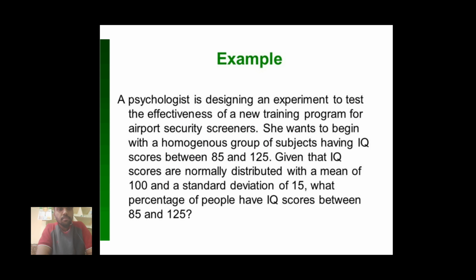Example: a psychologist is designing an experiment to test the effectiveness of a new training program for airport security screeners. She wanted to begin with a homogeneous group of subjects having IQ scores between 85 and 125. Given that IQ scores are normally distributed with a mean of 100 and a standard deviation of 15, what percentage of people have IQ scores between 85 and 125?